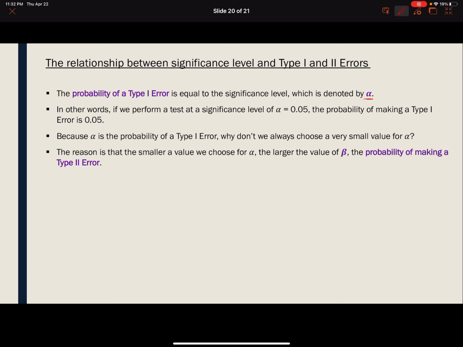The probability of making a type 2 error is called beta, and it's a different calculation, and not something that I want to go into in this class. It's above this class.